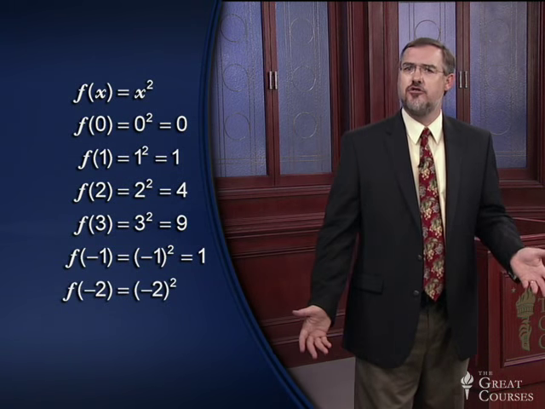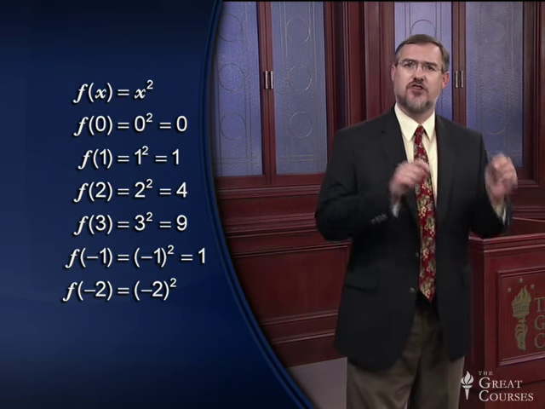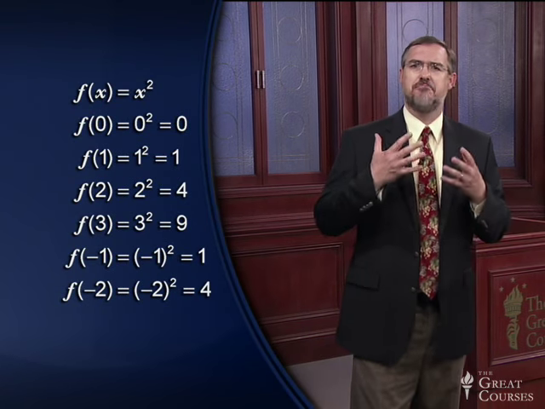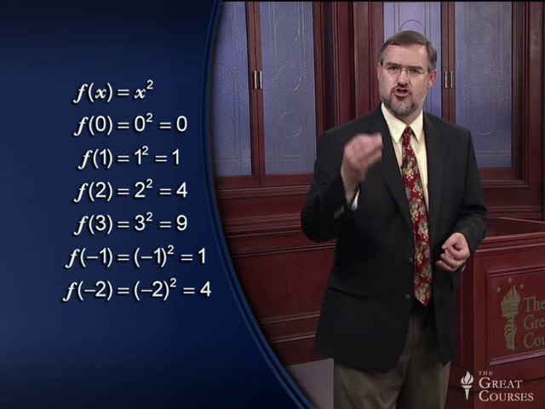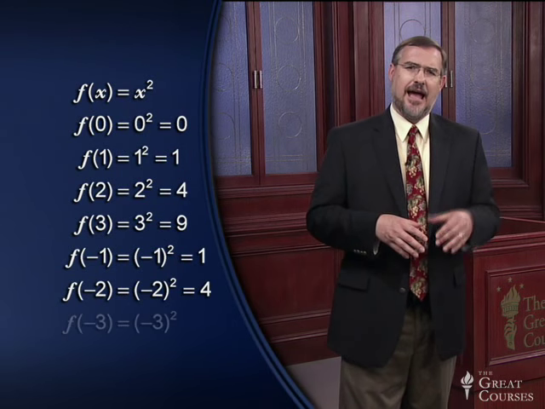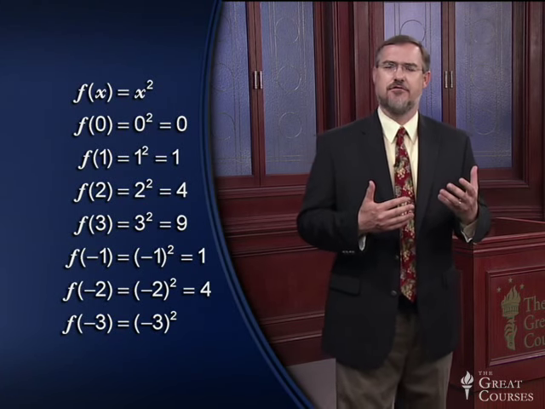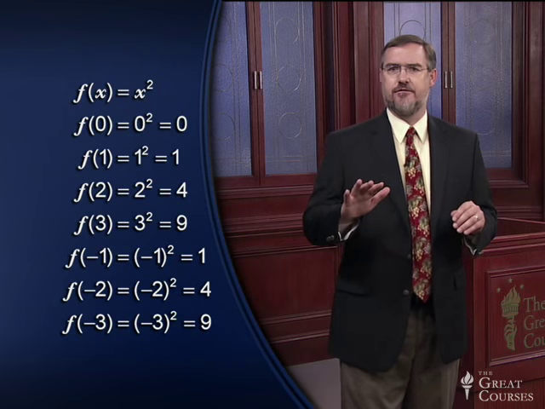F of negative 2 is negative 2 squared, which is negative 2 times negative 2, and again the negatives cancel with one another, and I just get positive 4 as the output value. Again, that 4 is part of the range. And f of negative 3 would be negative 3 squared, which is negative 3 times negative 3, which is 9. All of this is perfectly fine.